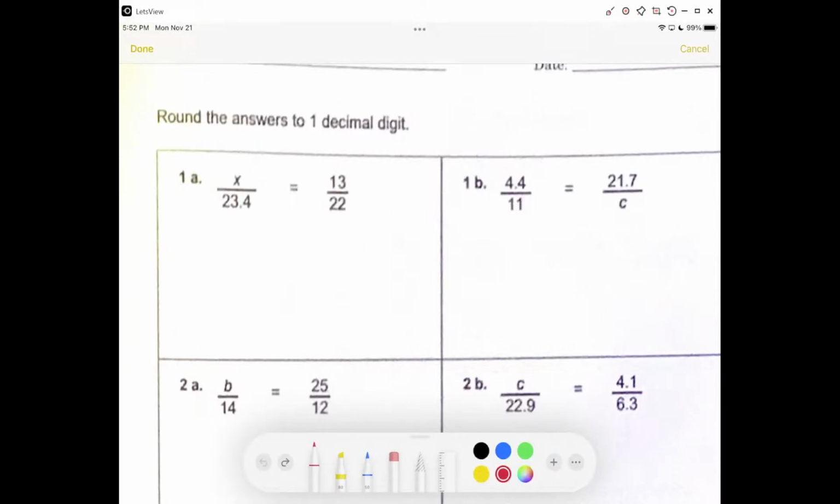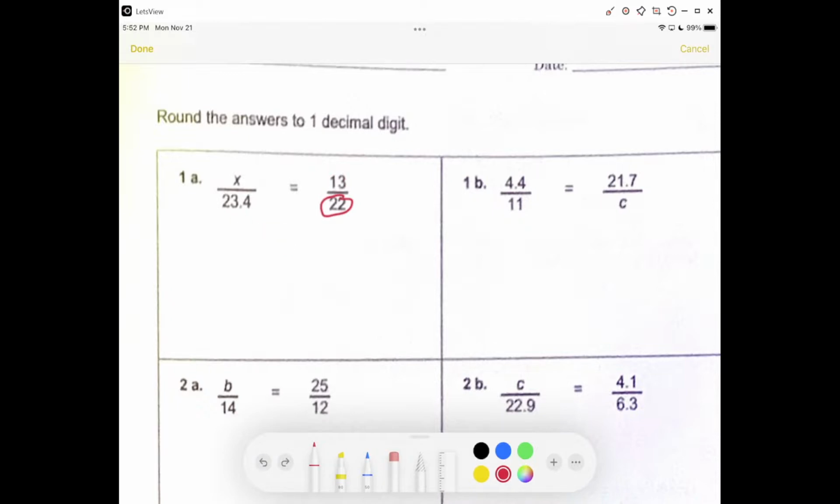Alright, so here's how you do question number 1A. Now you can do this question in two separate ways. One is through scaling, and the other one is through cross multiplying. I think cross multiplying is the better option, but I'll give you a brief summary on how to scale. Basically, find out how many times you have to multiply 22 to get to 23.4. Whatever number you get, you multiply that by 13.